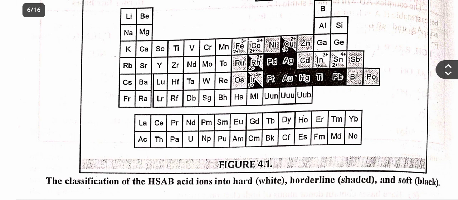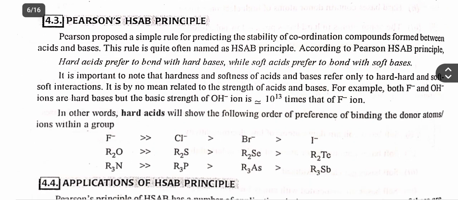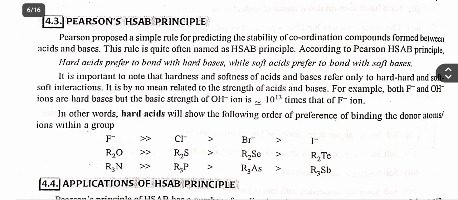This is figure 4.1. Pearson's HSAB principle. Pearson proposed a simple rule for predicting the stability of coordination compounds formed between acids and bases. This rule is quite often named the HSAB principle.